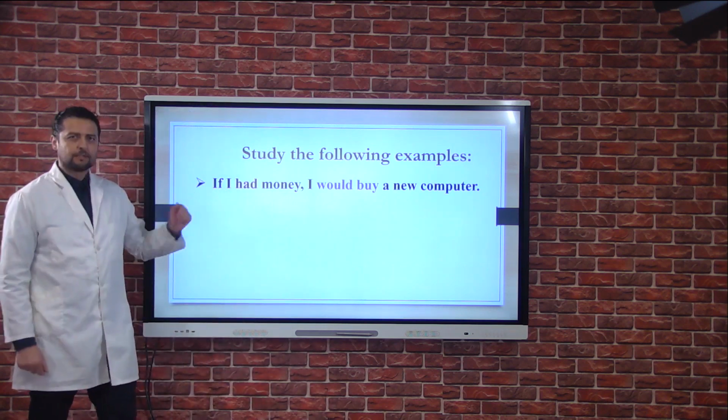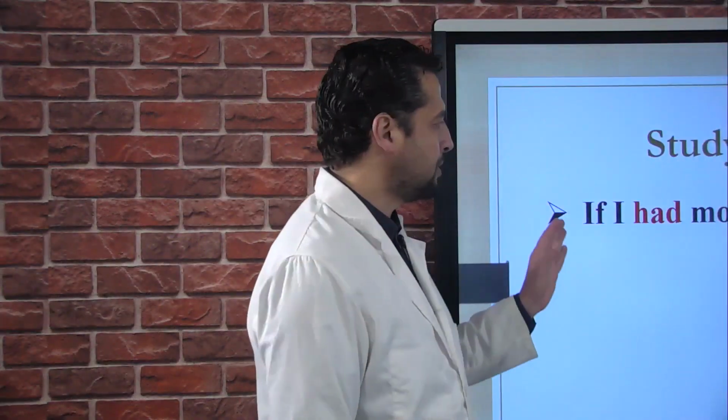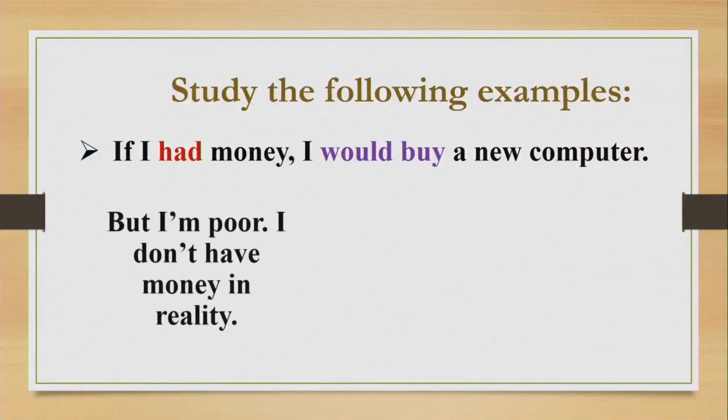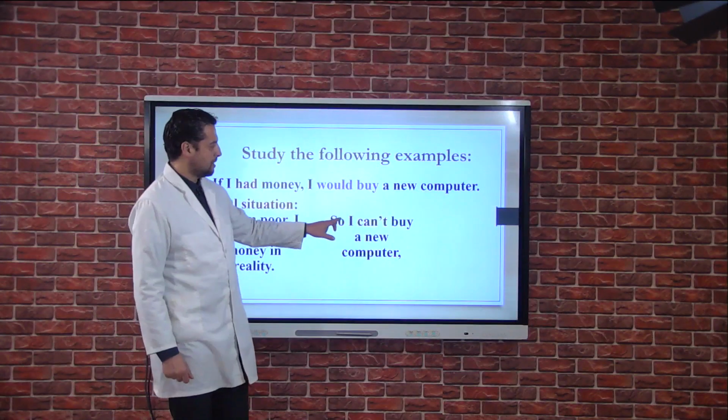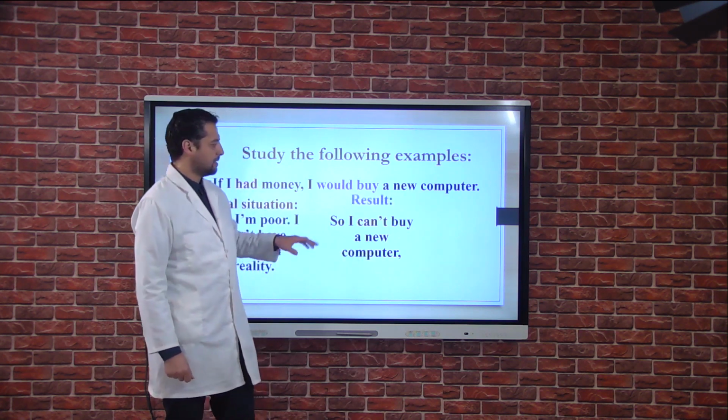When you read this sentence, what are your ideas? What did you understand from it? The person who said this sentence, if I had money, it means that I'm poor. I don't have any money, right? Which means in reality, this is the real situation. Let's have a look at the other side here. So I can't buy a new computer, which is the result.